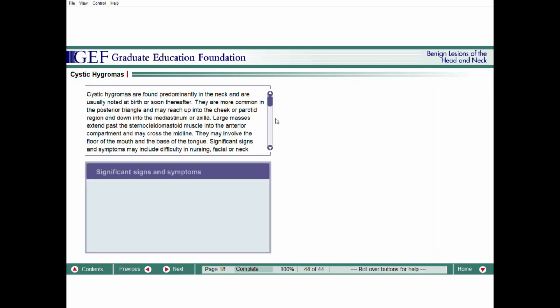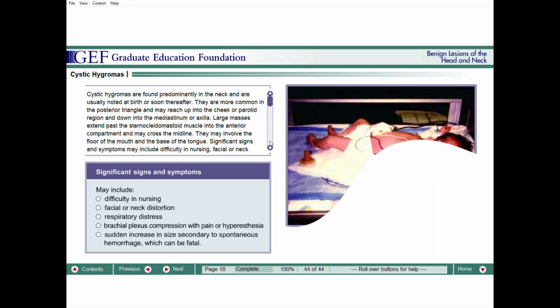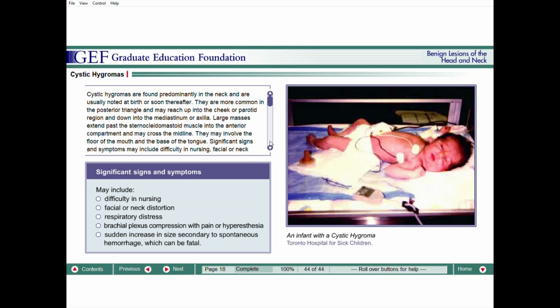Cystic hygromas are found predominantly in the neck and are usually noted at birth or soon thereafter. They are more common in the posterior triangle and may reach up into the cheek or parotid region and down into the mediastinum or axilla. Large masses extend past the sternocleidomastoid muscle into the anterior compartment and may cross the midline. They may involve the floor of the mouth and the base of the tongue.